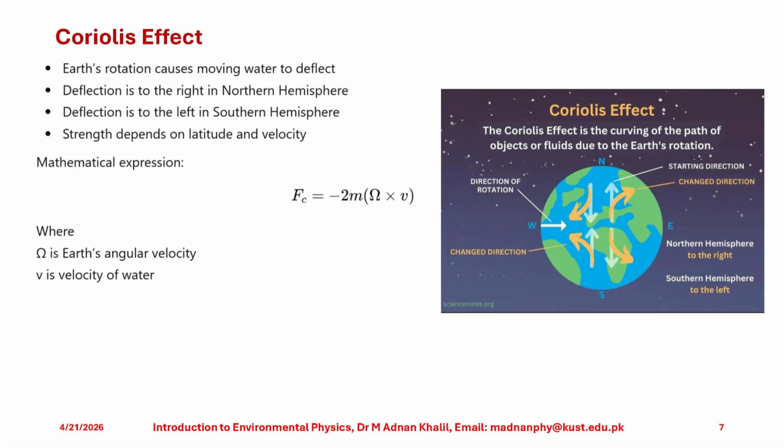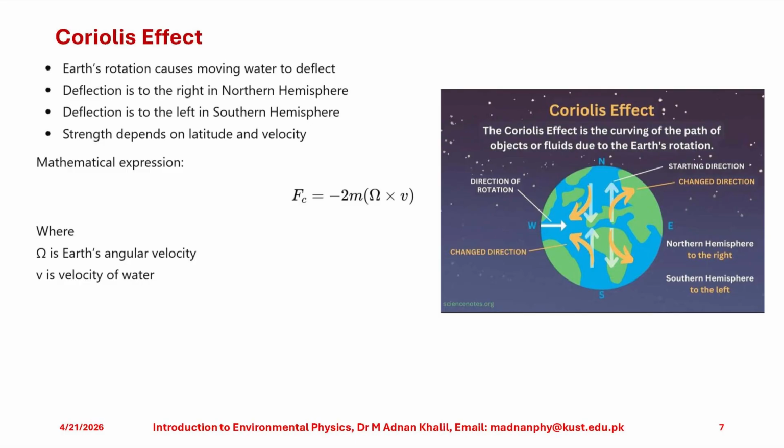Once water starts moving, Earth's rotation changes its path. From the figure, observe how motion curves instead of remaining straight. This is due to the Coriolis effect. In the northern hemisphere, motion is deflected to the right. In the southern hemisphere, it is deflected to the left.